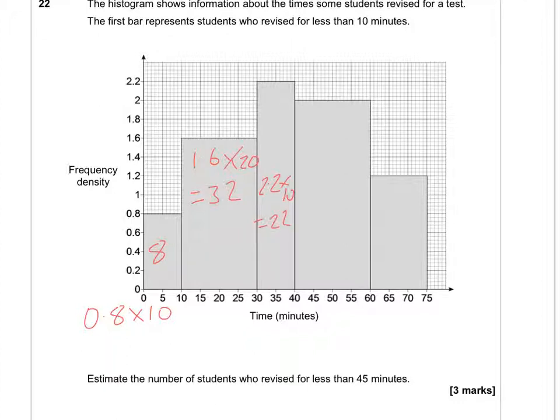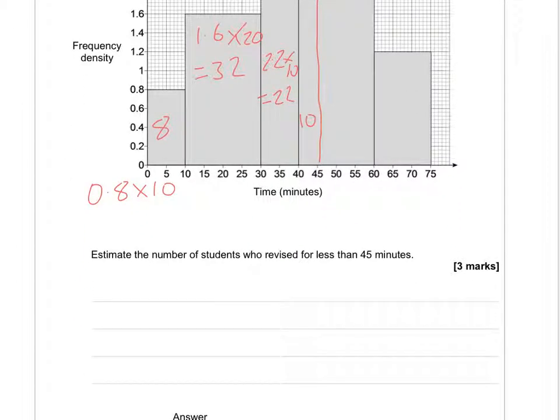And in the last bar, I'm only looking up to 45. So I'm doing this part here. So I'm going to do 2 times the 5, which gives me 10. I then just need to go ahead and add those numbers up. So 8 plus 32 plus 22 plus 10, which gives me an answer of 72.